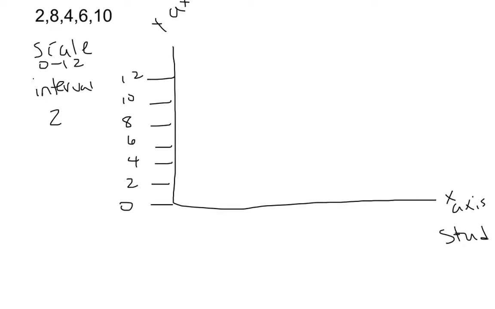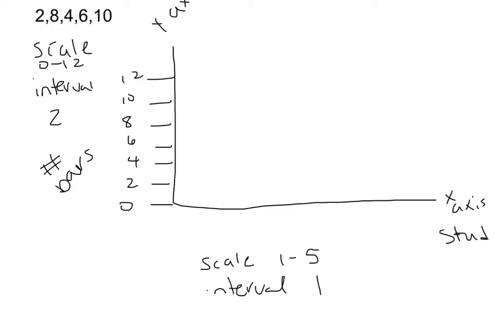So this is going to be the number of candy bars on this side. This is my number of students, and I have 1, 2, 3, 4, 5 students. So my scale here is going to be 1 to 5, interval being 1. So I'm going to go student 1, student 2, student 3, student 4, student 5.